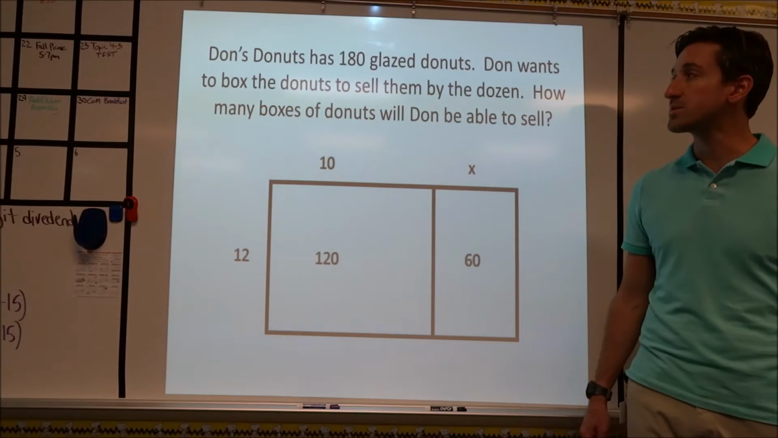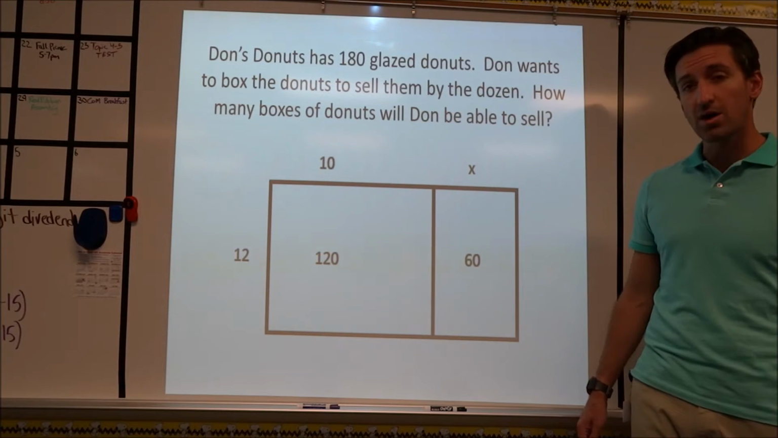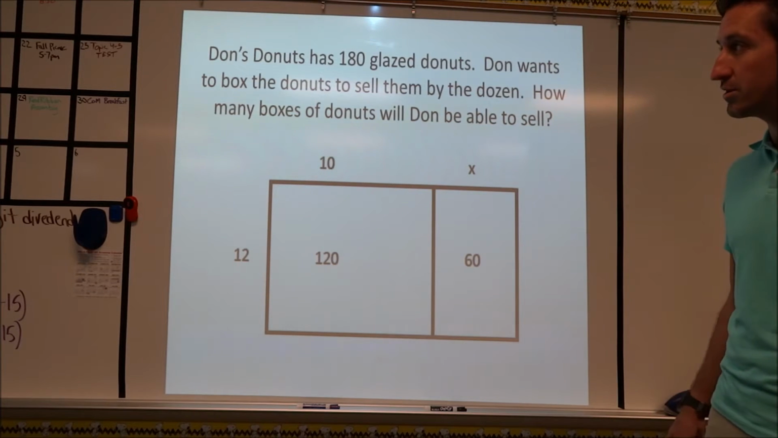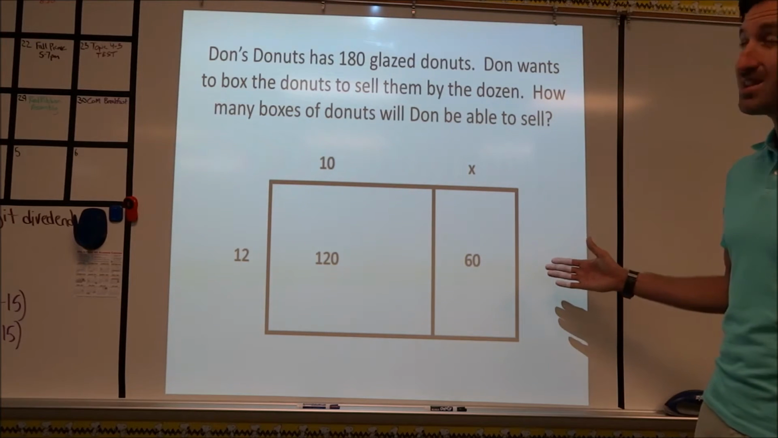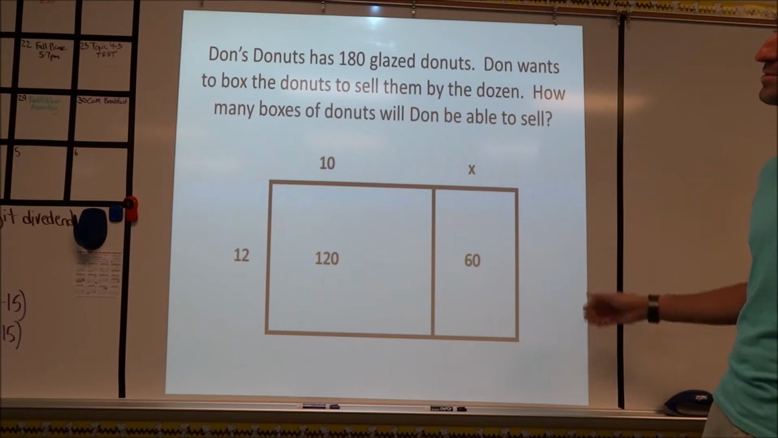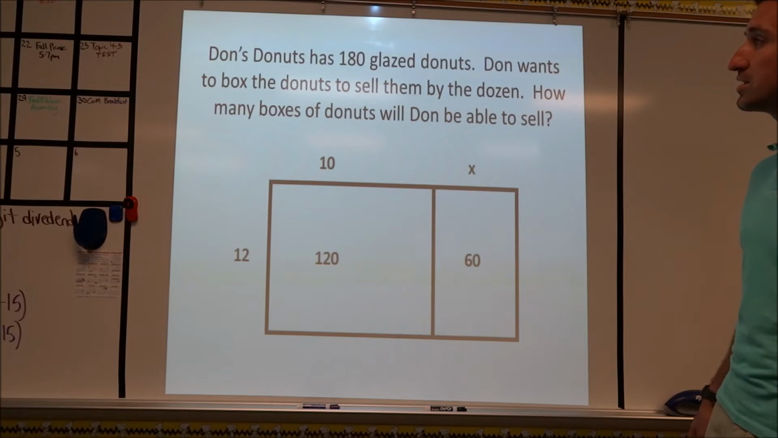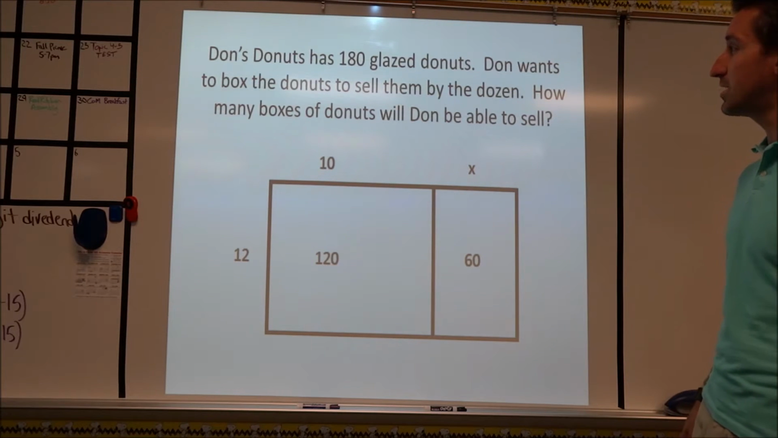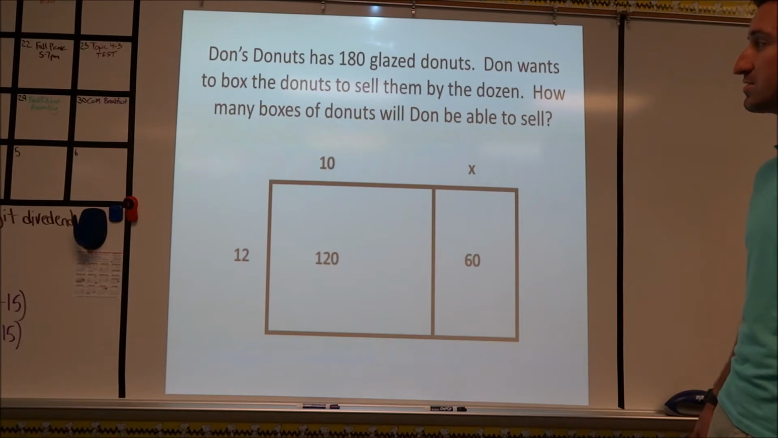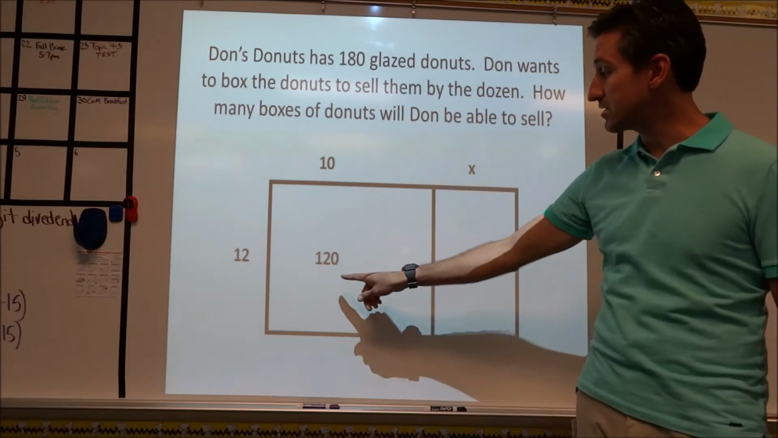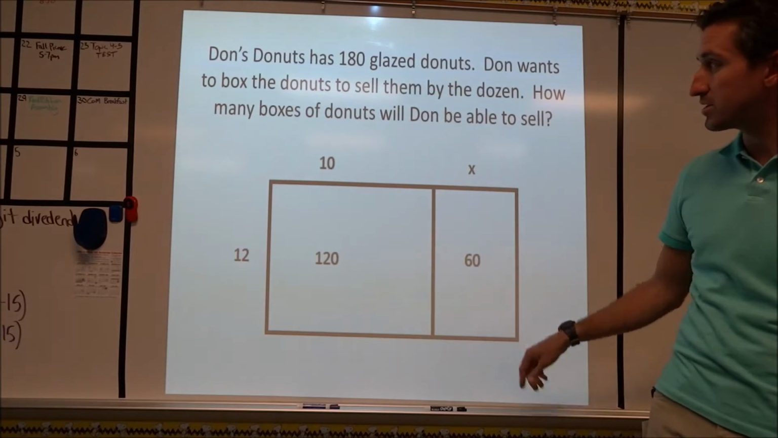On your test, you're going to see some modeling questions, where they're going to have the division problem broken apart for you. One that's going to be similar to it would be this one. Don's Donuts has 180 glazed donuts. Don wants to box the donuts to sell them by the dozen. How many boxes of donuts will Don be able to sell? You can see that they've taken the 180 glazed donuts and they've broken it up into 2 parts.